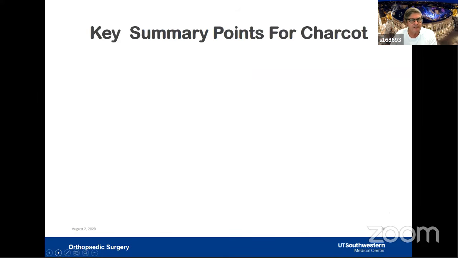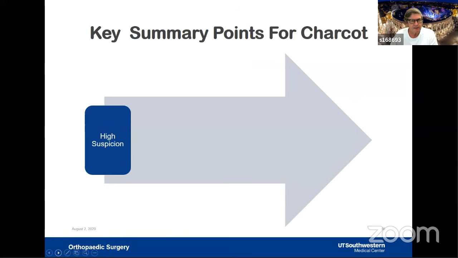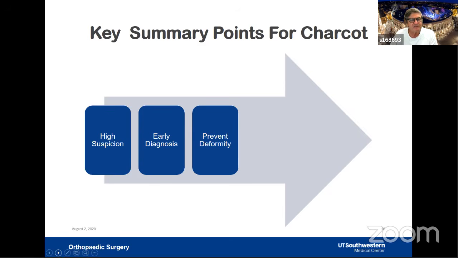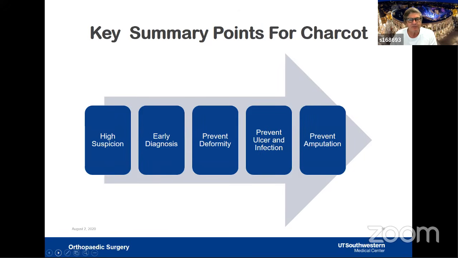So the key summary points for Charcot: high suspicion in those neuropathic patients. Make an early diagnosis. Once we make the early diagnosis, let's prevent the deformity. If we prevent the deformity, we prevent ulcers and infection. And if we prevent infection, we prevent amputation. The vast majority of infections in patients with diabetes occur in patients who have a wound, and 85% of amputations in diabetes patients occur in patients who have a wound. So it makes sense that if we can prevent a wound, we can prevent an infection, and we can prevent an amputation.